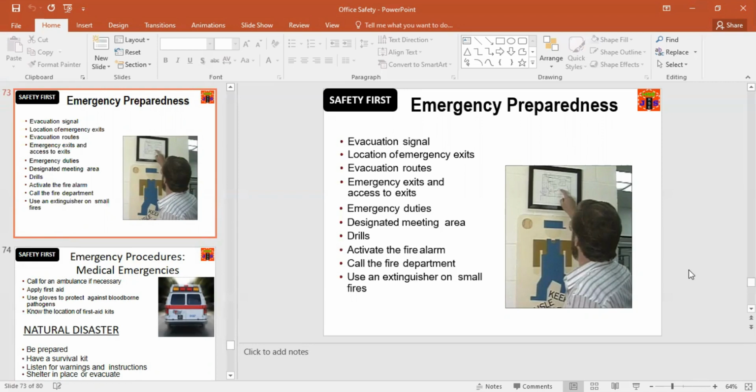exits, emergency duties, designated meeting areas, drills, activate the fire alarm, call the fire department, and use an extinguisher on small fires. This is the responsibility of every office individual that he should be aware of the emergency evacuation procedure of the office area, and he should be aware of the emergency exit plan as well.